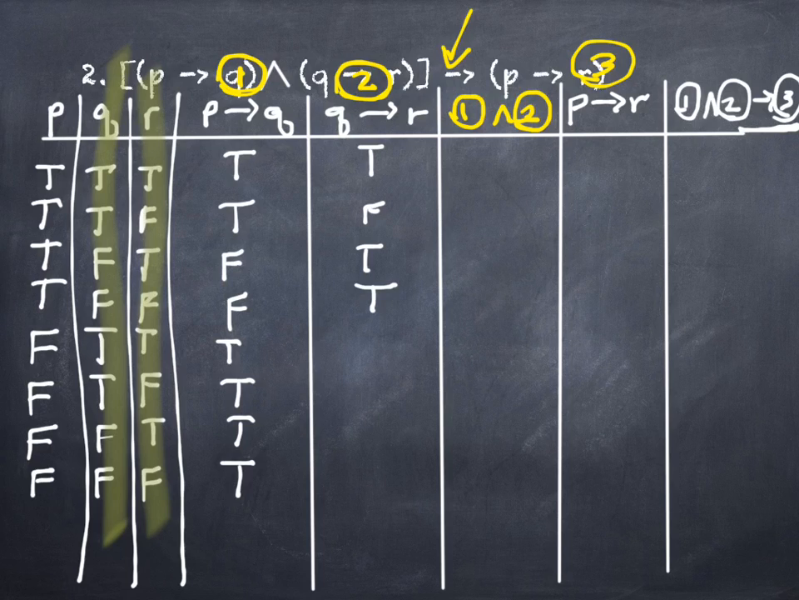All right, row 5, true implies true is true. Row 6, true implies false is false. Row 7 and row 8 both start out false, so their result is true.